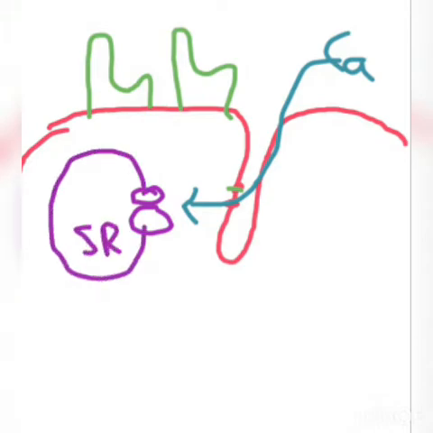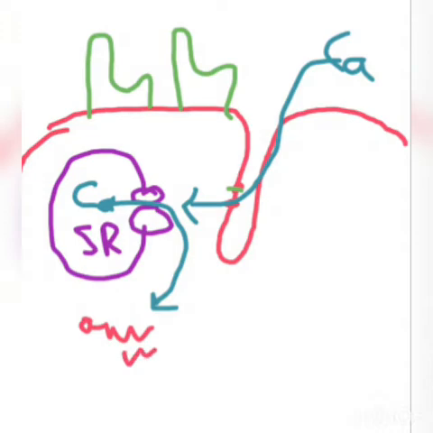Now as you know, the sarcoplasmic reticulum is abundant in calcium itself. When these gates open, this calcium will be released and will act upon actin and myosin, which are proteins that help in muscle contraction. This is actin, this is myosin. When this calcium binds to the troponin present here, this will result in muscle contraction.